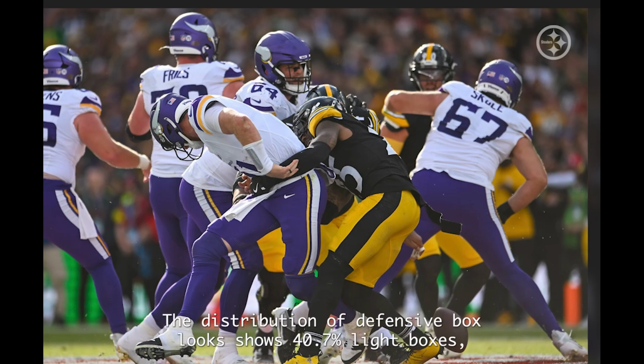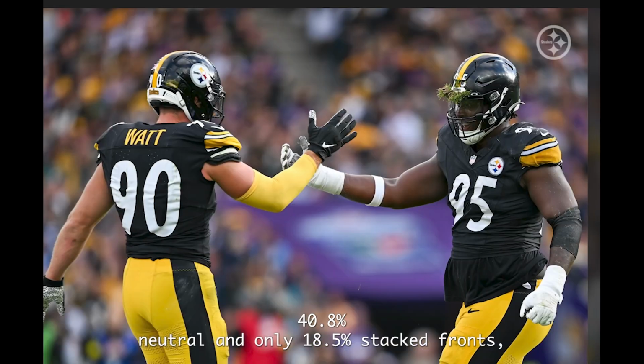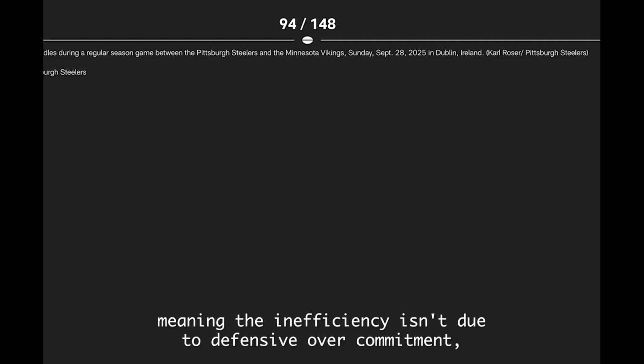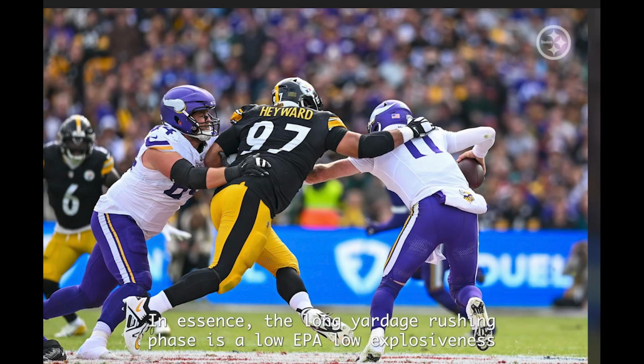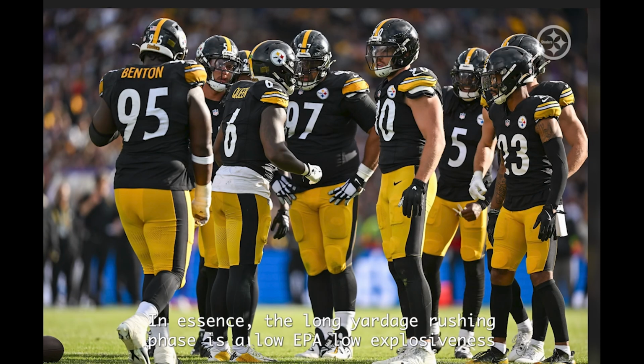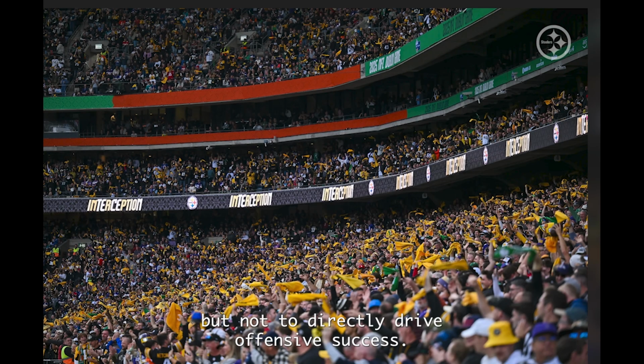The distribution of defensive box looks shows 40.7% light boxes, 40.8% neutral, and only 18.5% stacked fronts, meaning the inefficiency isn't due to defensive overcommitment, but rather to play design and blocking execution. In essence, the long-yardage rushing phase is a low EPA, low explosiveness component that may serve to balance play calling and set up play action, but not to directly drive offensive success.